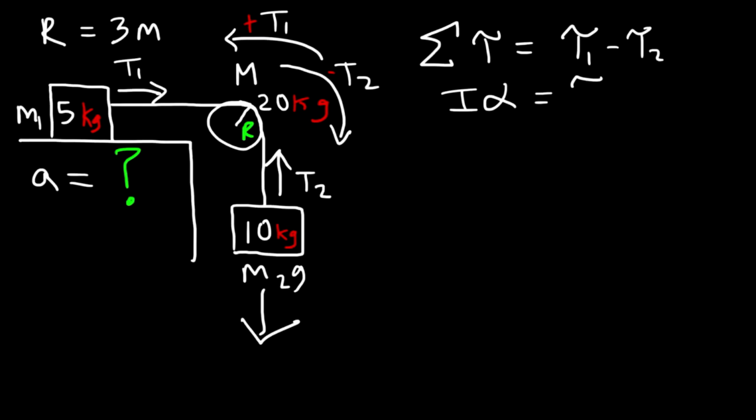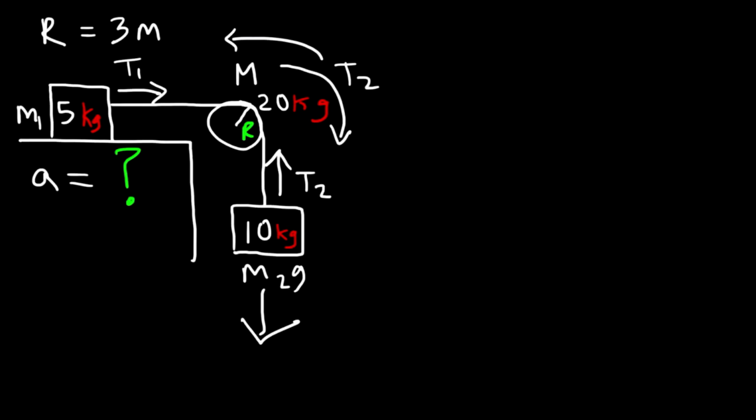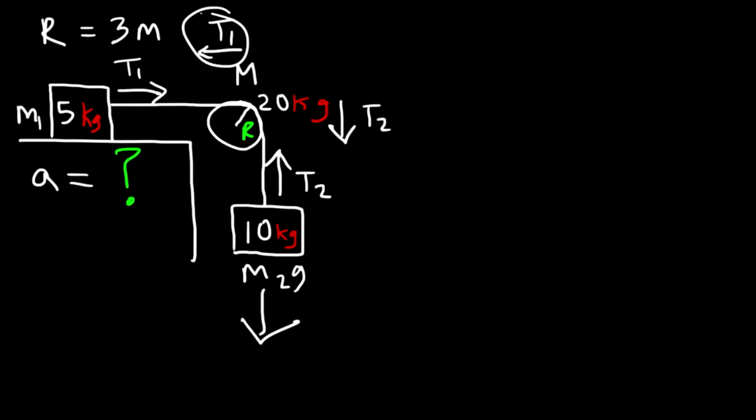Now I'm going to take a moment to improve this drawing so there is no confusion. T1 is being directed opposite to this tension. They have to be equal and opposite in direction. And T2 acting on the disk is in this direction. Now T1 is going to create a torque that will cause the disk to spin in the counterclockwise direction. So that torque is positive.